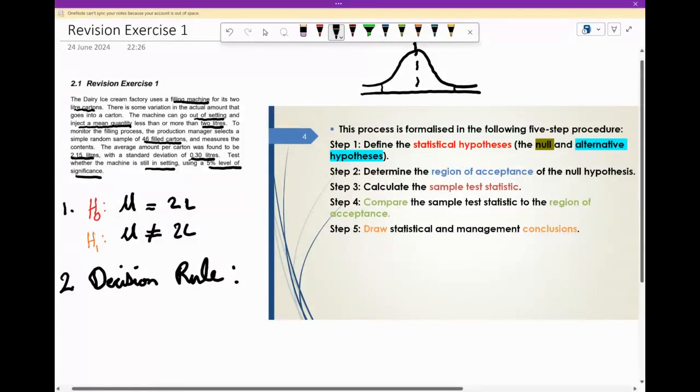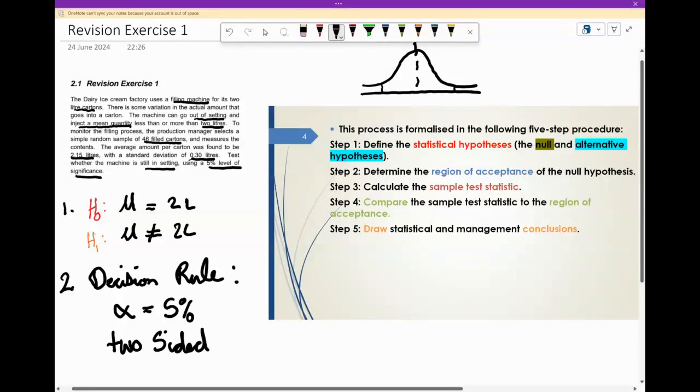I don't need to draw this because you guys get it. So at a 5% level of significance, in other words your alpha is equal to 5%, and again it's two-sided.